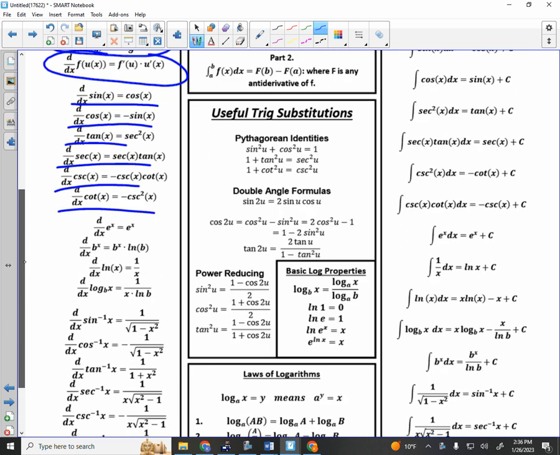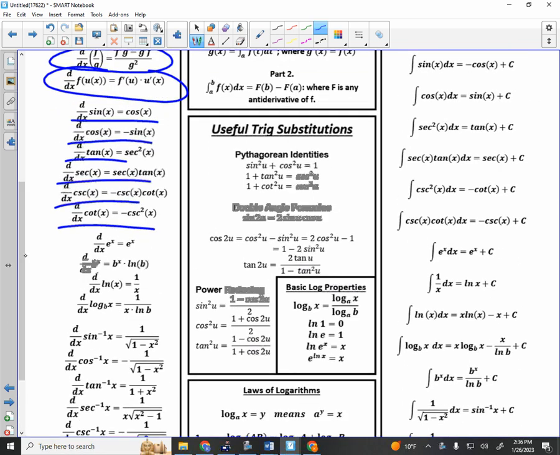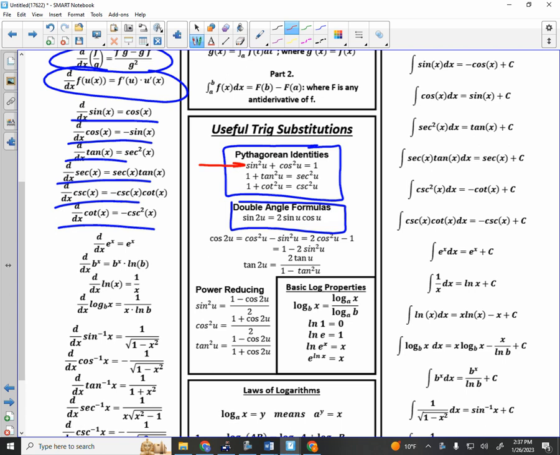I also have some important trig substitutions to use. These are all really important ones right here. And then we have this double angle formula one as well right there that's important to use. I'm not going to make you remember all of them, but I will say you got to know this one. Sine squared plus cosine squared is 1. And you got to know 1 plus tangent squared is secant squared. And then the last one I'm going to say is know that sine of 2 times an angle is equal to 2 times the sine of that angle times the cosine of that angle.